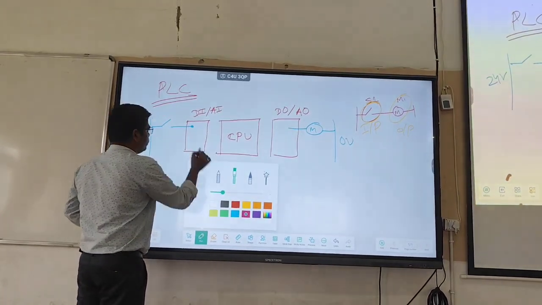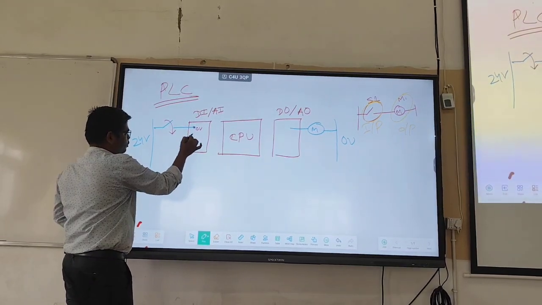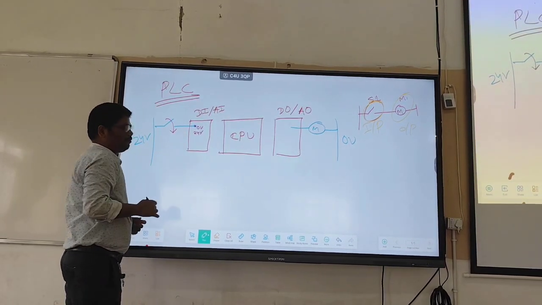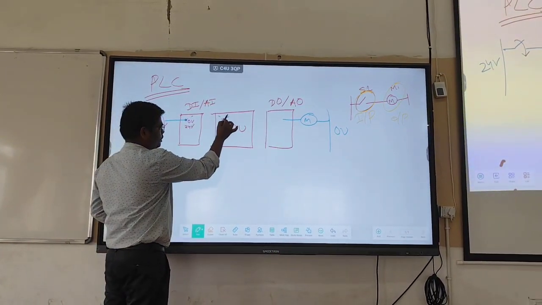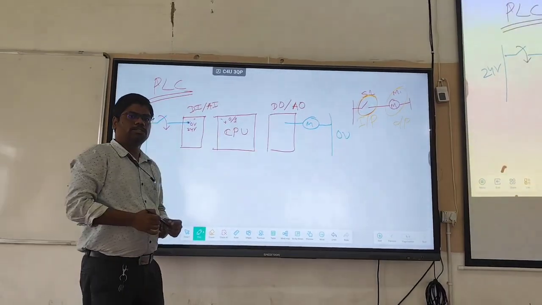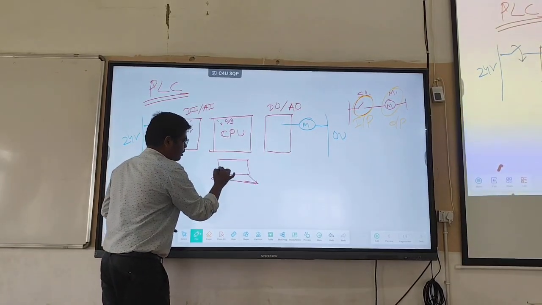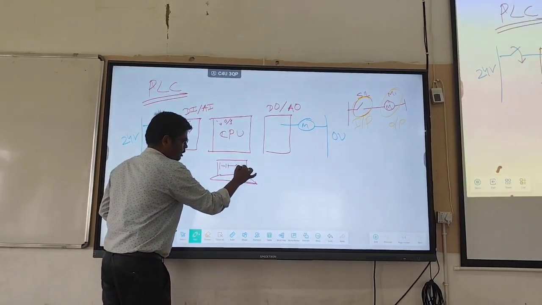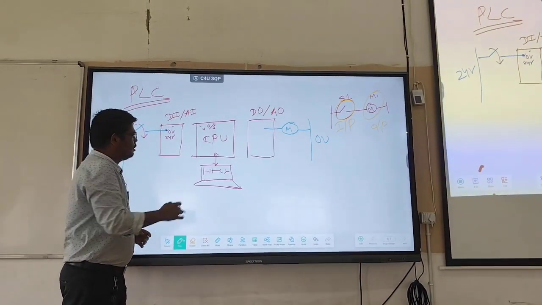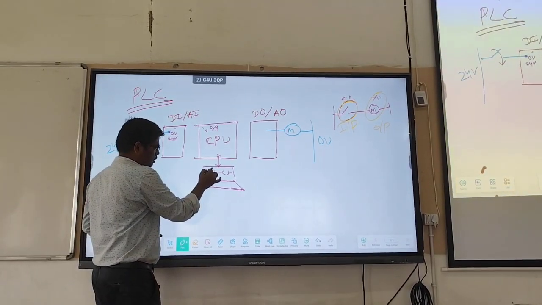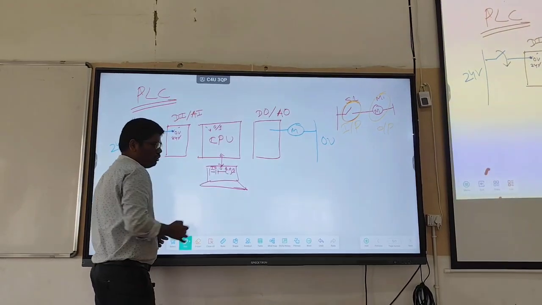Initially, in this terminal we are getting 0, and when you switch on, we will get here 24 volt. So this 0 or 24 will be transferred to the CPU in the form of 0s or 1s. Similarly, we have a PC here. In the PC we have already written the program for that particular logic, and we have already downloaded it to the CPU.